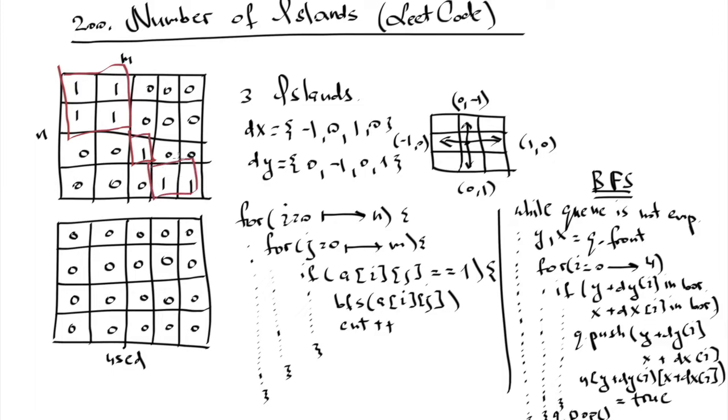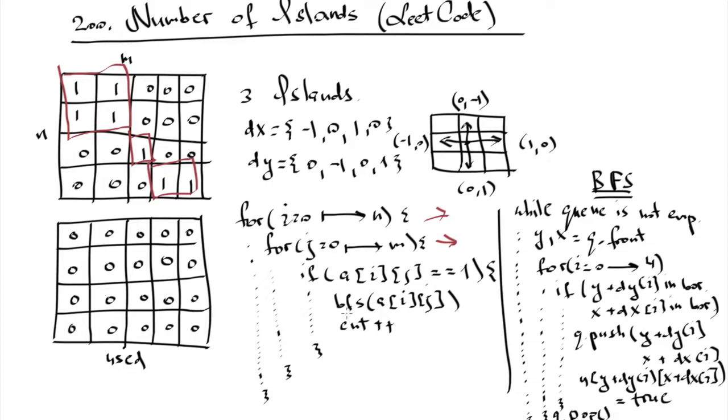The straightforward algorithm which uses BFS looks like the following. We have to run through all elements of our matrix. So we do 2 for loops, the first one and the second one, and we loop through each cell. If that cell is land, then we have to run BFS and we have to increment our counter.